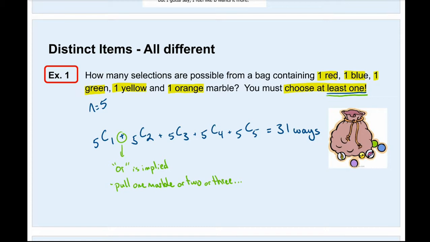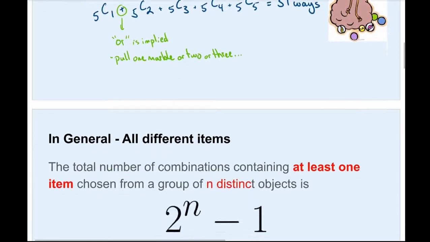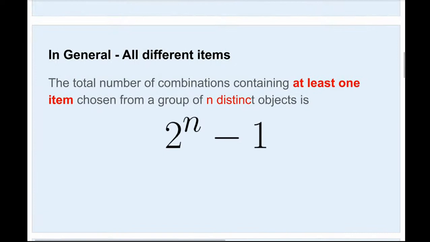Now, this could get long in terms of calculations. It could get very tedious if we have more and more distinct items. So is there an easier way to solve this? And in this case, there is. So in general, when we're dealing with all different items, the total number of combinations containing at least one item chosen from a group of n distinct objects, so they're all different, is 2 to the power of n minus 1.